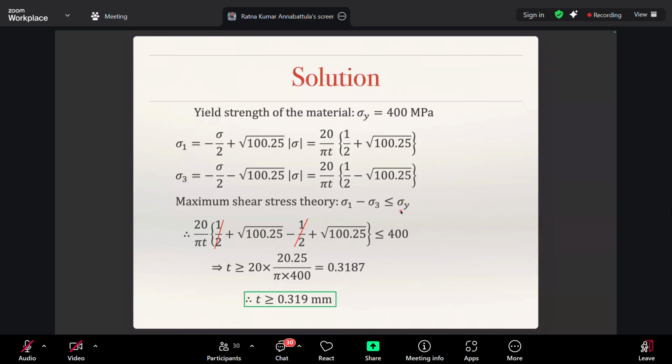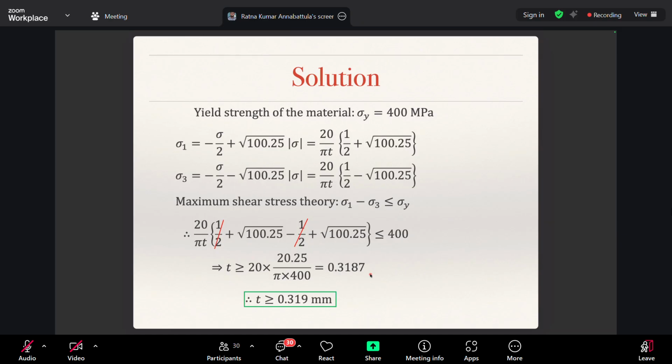What should be the thickness for it to be safe with a factor of safety of 1? Now I would like you to do as a homework problem: instead of factor of safety 1, if I change the factor of safety to be 2 or 3, what should be the value of this according to maximum shear stress theory and according to distortion energy theory? Okay? Is that clear? Yes, sir. Clear, sir.